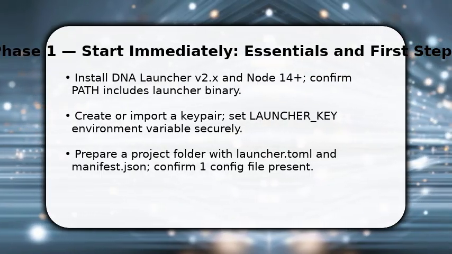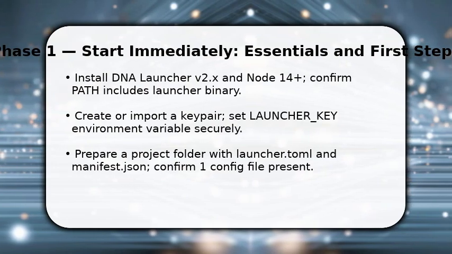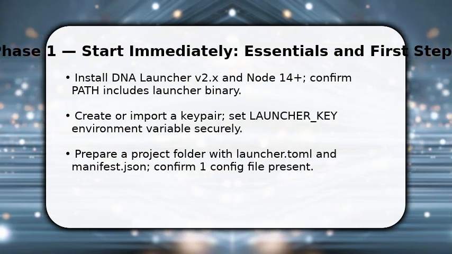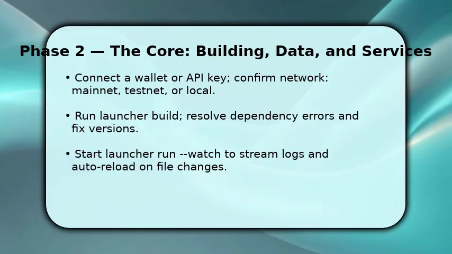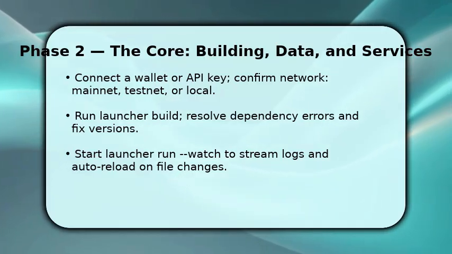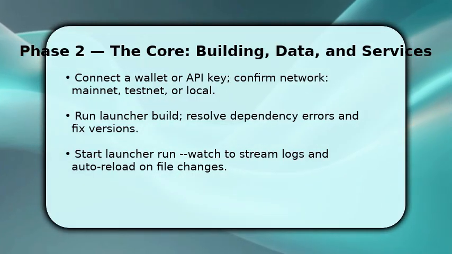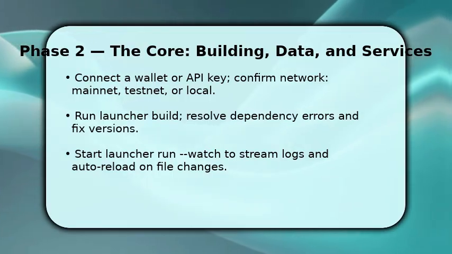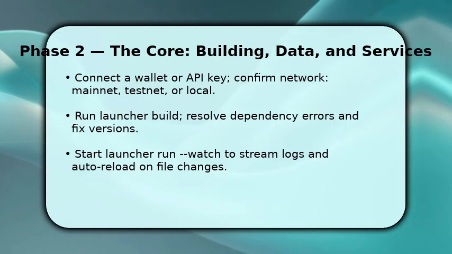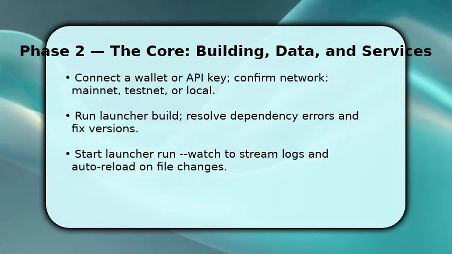Now, run the launcher binary with a config flag to begin. This moves you from setup into execution. You now connect your wallet or API key and pick the network, mainnet, testnet, or local, because the launcher targets specific endpoints. Then run launcher build to compile resources and fetch dependencies.